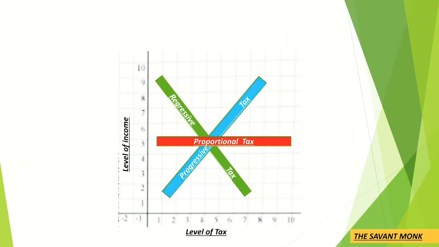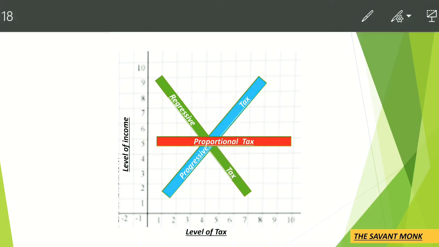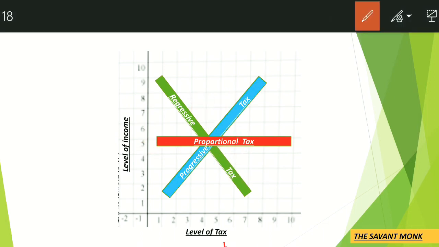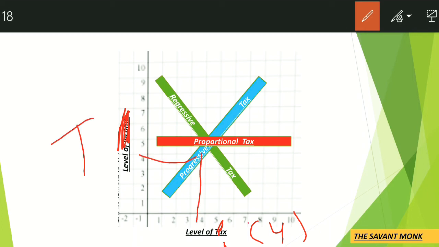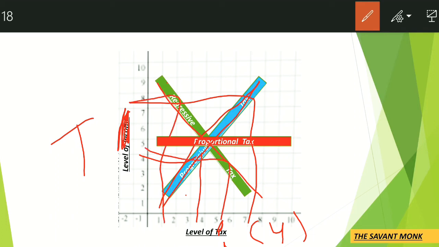Okay, and then we have three kinds of tax: progressive, regressive, and proportional tax. So if your x-axis is representing the level of your income, and the y-axis is representing the level of tax, then as income increases, your tax is also increasing. As income increases, your tax is also increasing in case of progressive tax. Then in case of regressive tax, as income increases, your tax decreases.